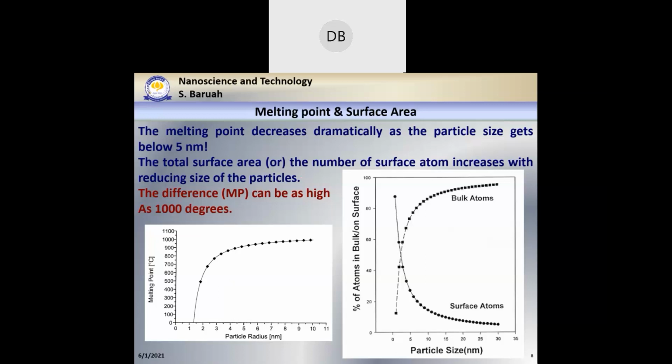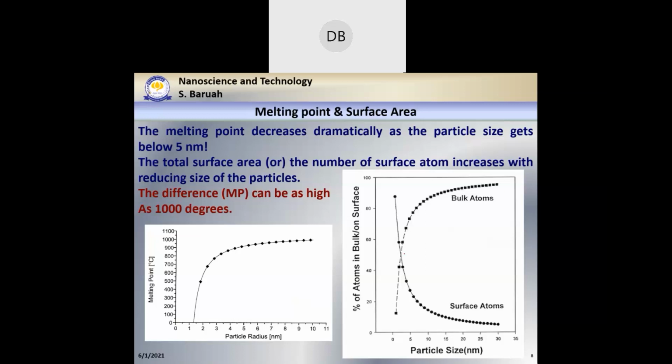The total surface area, or the number of surface atoms, increases on reducing the size of the particles. And the difference in the melting point can be as high as 1000 degrees, like I told you. If something melts at 1000 and the next time it melts at 100 degrees, then there's almost 900 degrees centigrade difference, right?